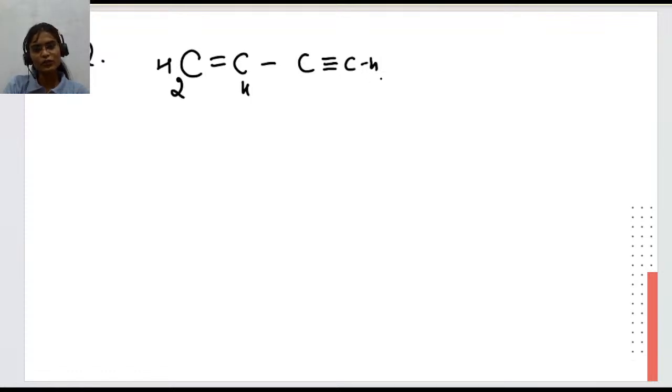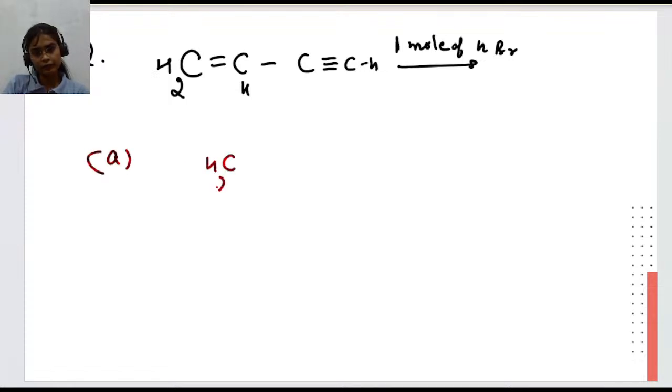It's H2 there. Again, I'm using only 1 mole. Listen to my question: I'm using 1 mole of HBr. So you will answer what will be the possible product for this question. This is option number one. Option number two.